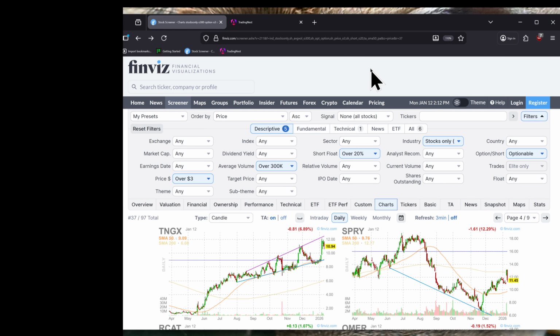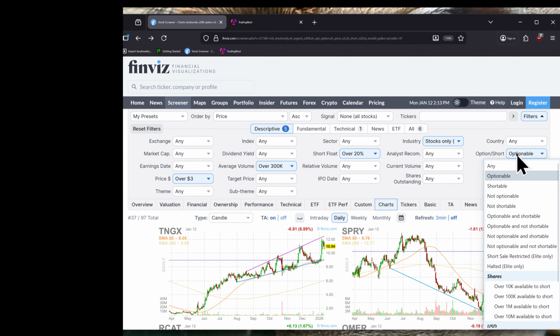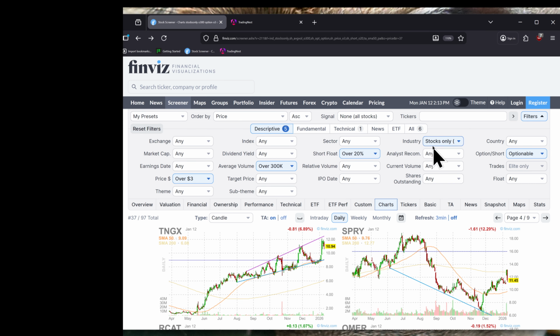The other thing: most of these do not have weekly options, but this week is the third Friday of the month. Today is January 12th. So you go over here to optionable. You want optionable. So I want stocks only. I don't want funds. I want stocks only, optionable, over 20%, over 300,000, over 3.